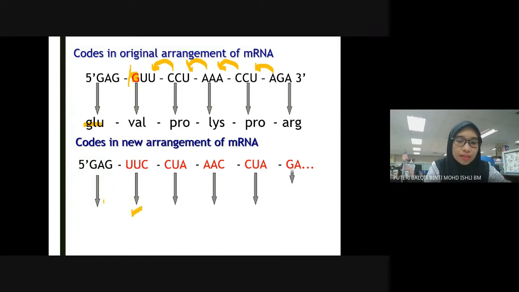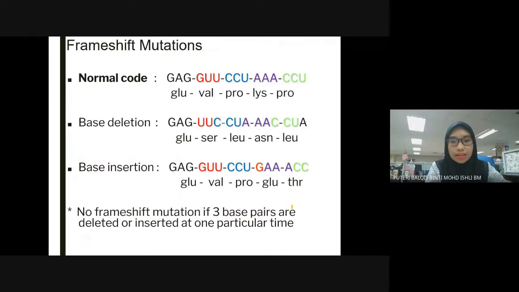Kita tengok, glutamate, serine, leucine, asparagine, leucine. So sini tak ada. So dia akan produce non-functional protein, non-functional amino acid. Okay, yang tu. Right? So this is example of frame shift. Saya dah explain dah. No frame shift mutation if 3 base pairs are deleted or inserted.